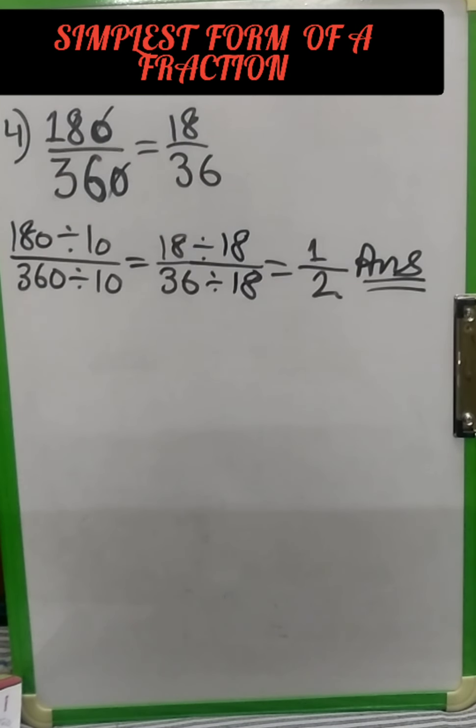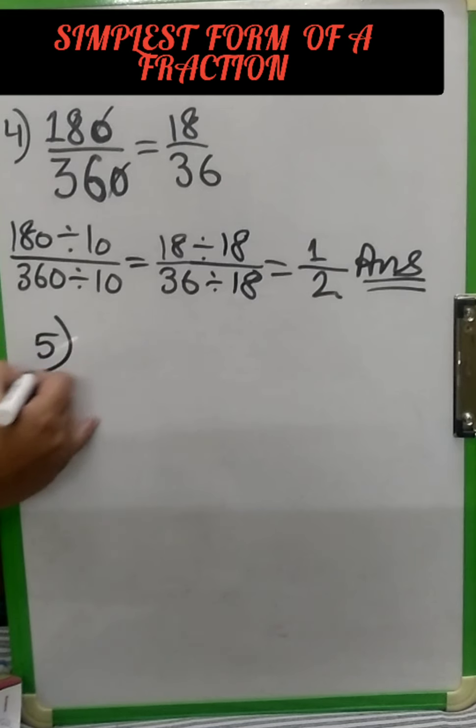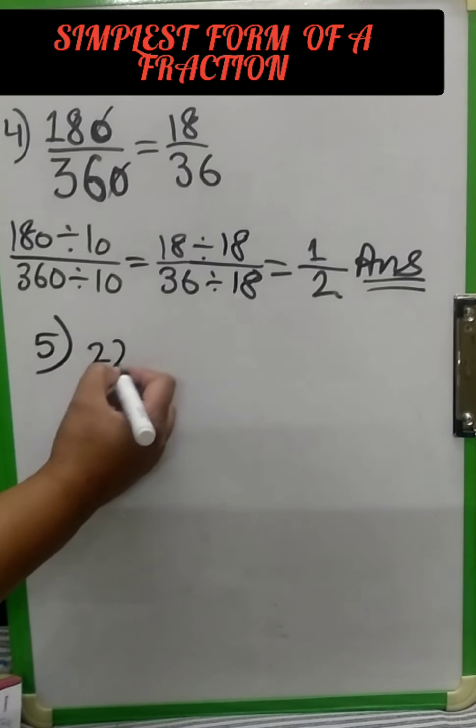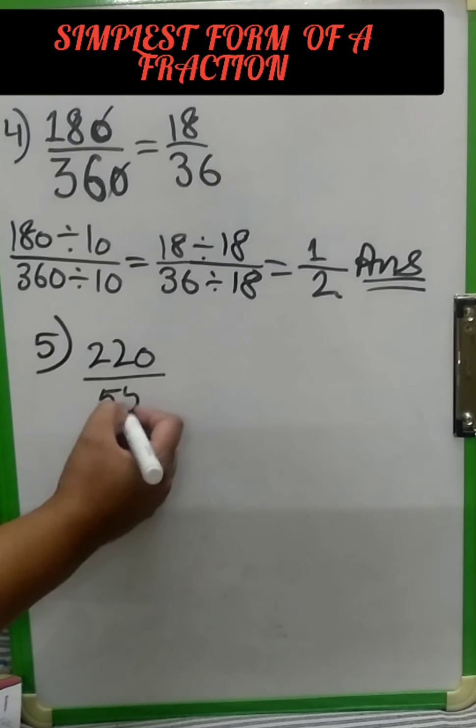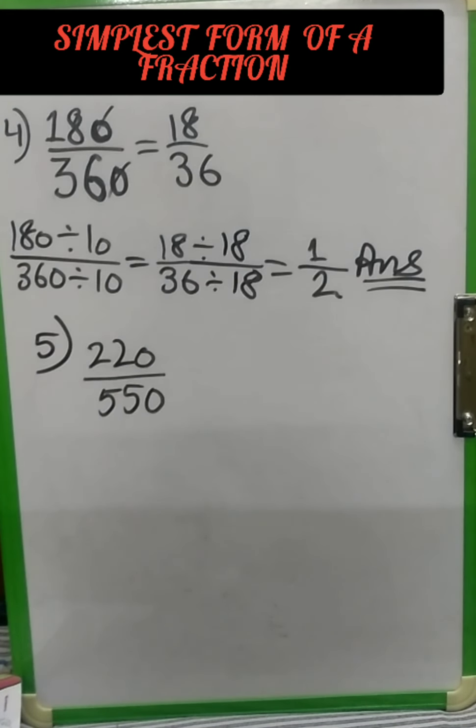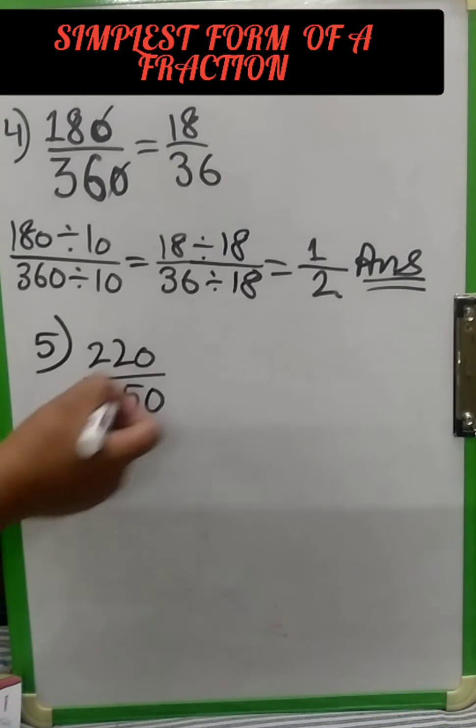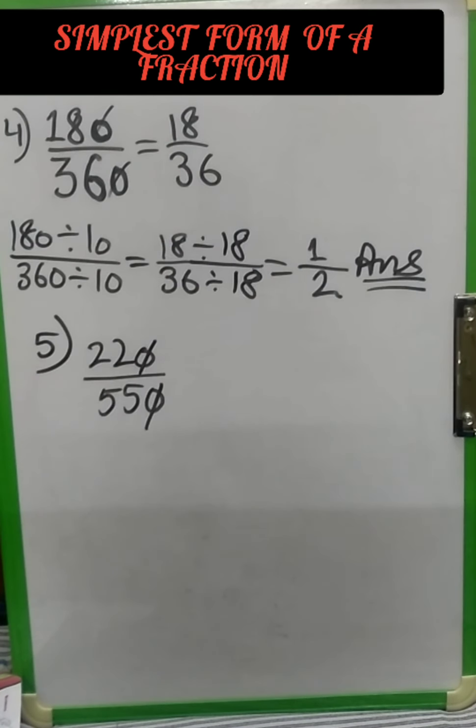Okay, can we discuss one more example? Let's discuss example number 5, which is 220 upon 550. Again both numbers are ending with zeros, so the common factor is directly 10. You can simply cut this 0 with 0. It means we have divided both numerator and denominator by 10. Now again we can divide both numerator and denominator. The common factor clearly is 11.